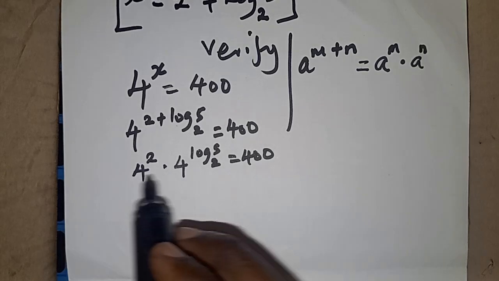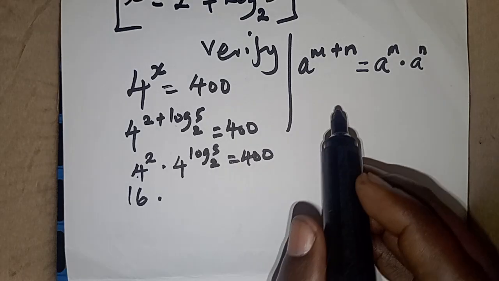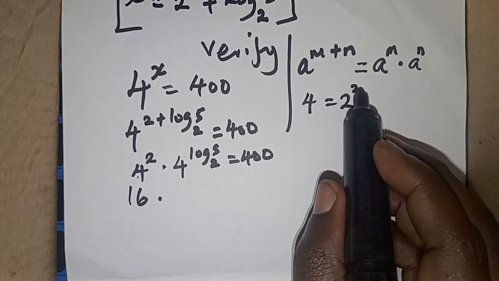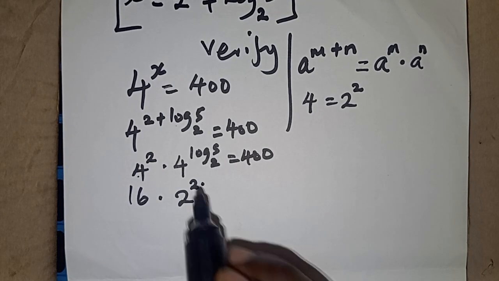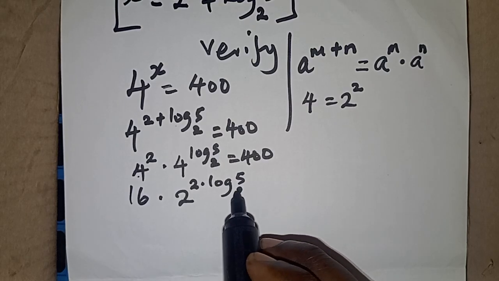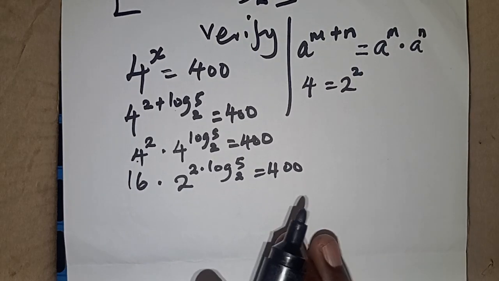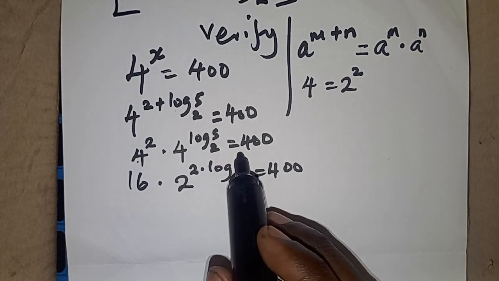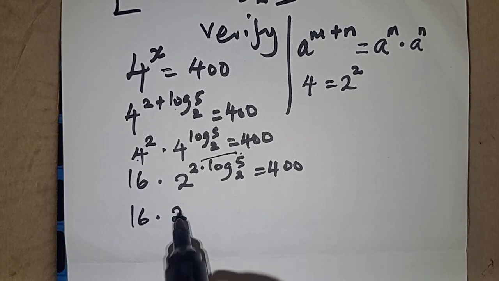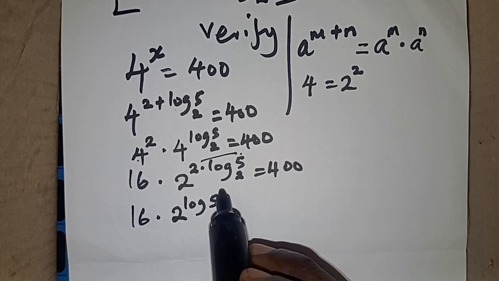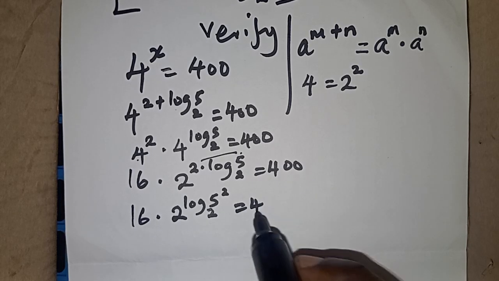So this 4 to the 2, of course, that is 16, multiplied by, I want to write 4 as 2 to the power 2 for this case, so that I have 2 raised to the power 2 multiplied by the log 5 base 2 should now be equal to 400. This 2 can come above there, so I have 16 multiplied by 2 to the log 5 squared base 2 is equal to 400.